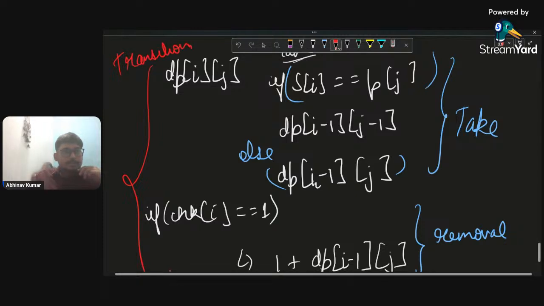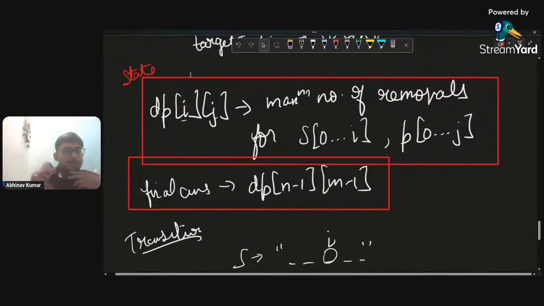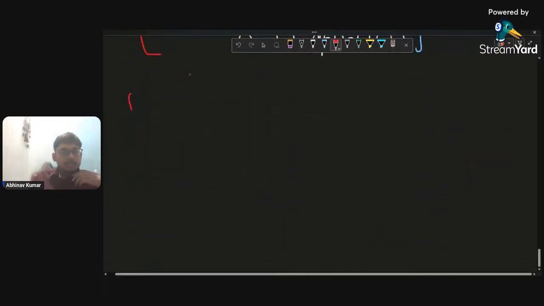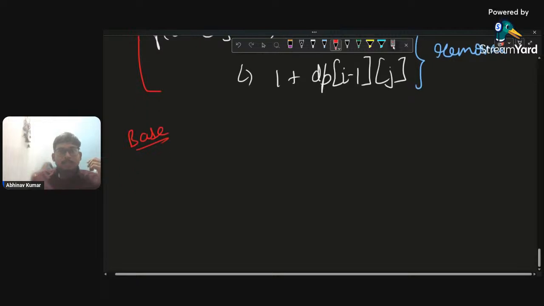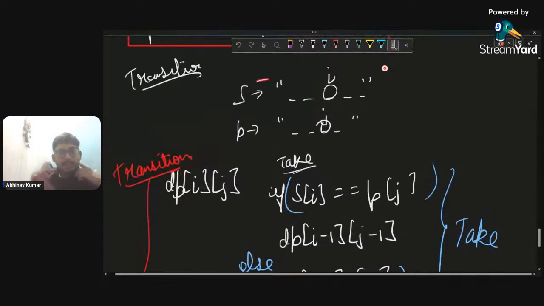transition. This is the DP transition, and this was my state. What would be the base case? One more thing that we need to write our code is the base case. What would be our base condition is, if we have this i empty, let's say I am at index -1, and 0 was the first index.